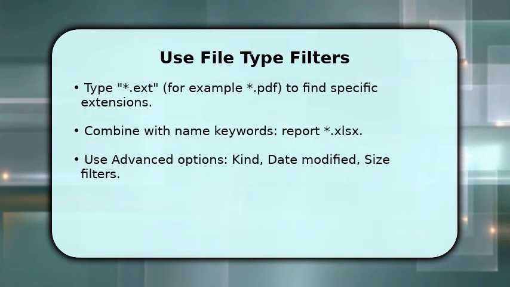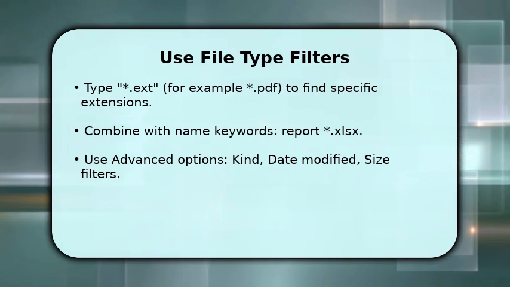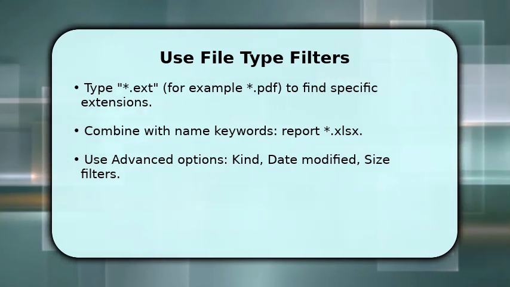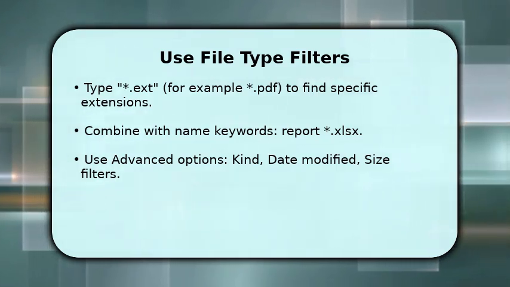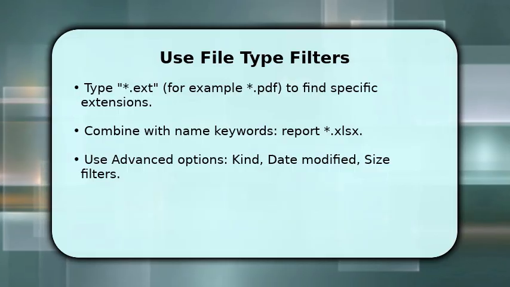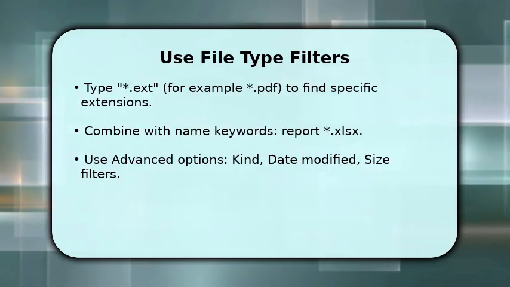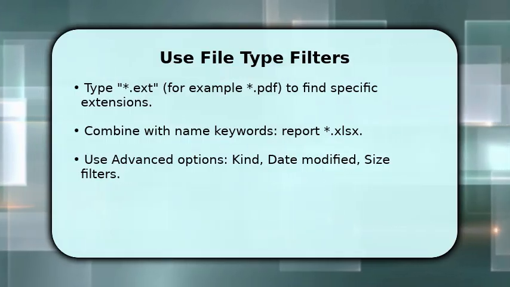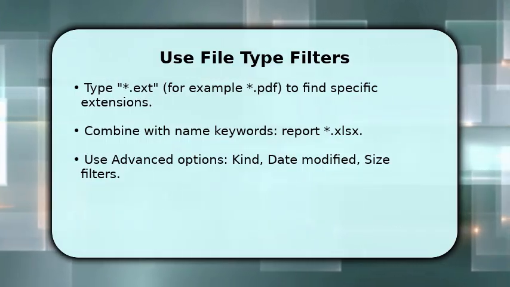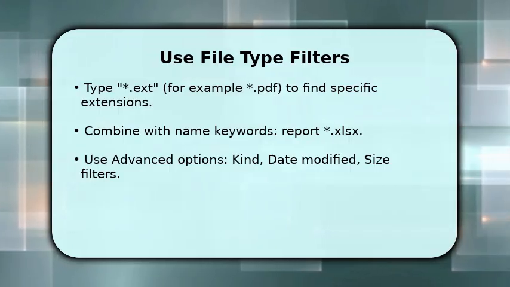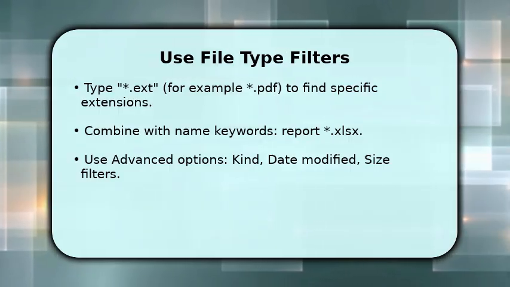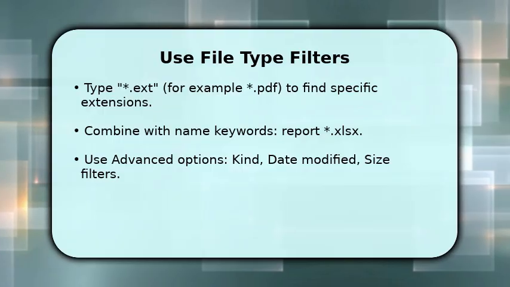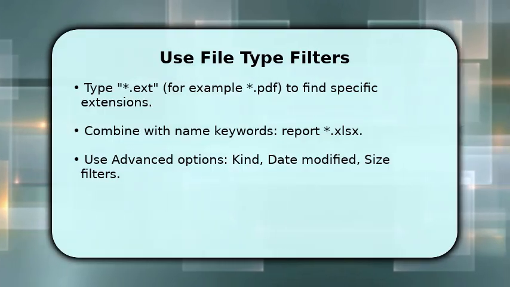You now narrow results by typing a file type filter like *.pdf or *.docx into the search box. That tells Windows to match only that extension. Once typed, you can combine keywords, report *.xlsx, to find files that match both name and type, which speeds review. Make sure to open search tools and set filters such as kind, date modified, or size to refine accuracy.